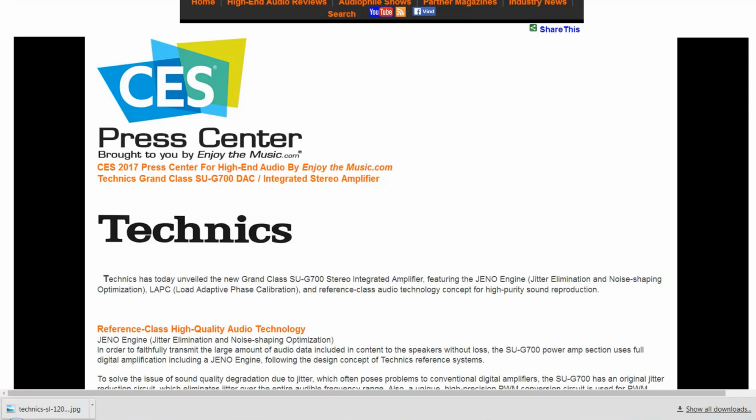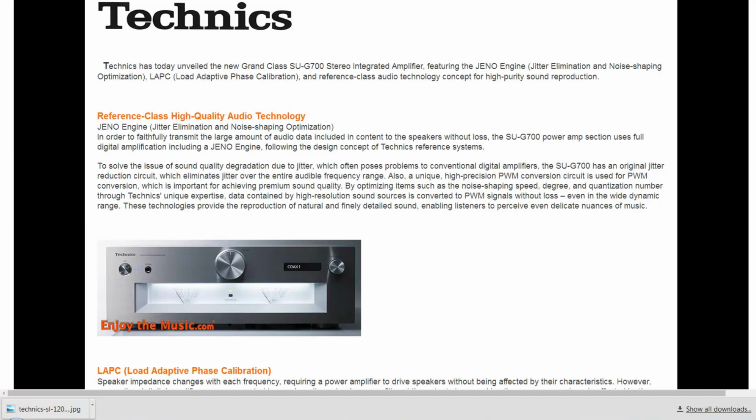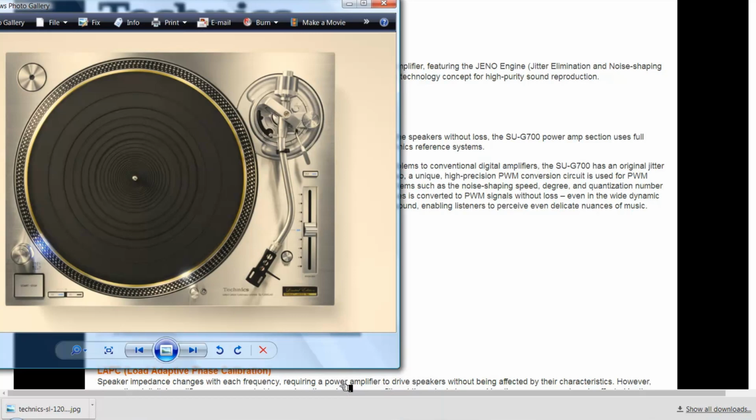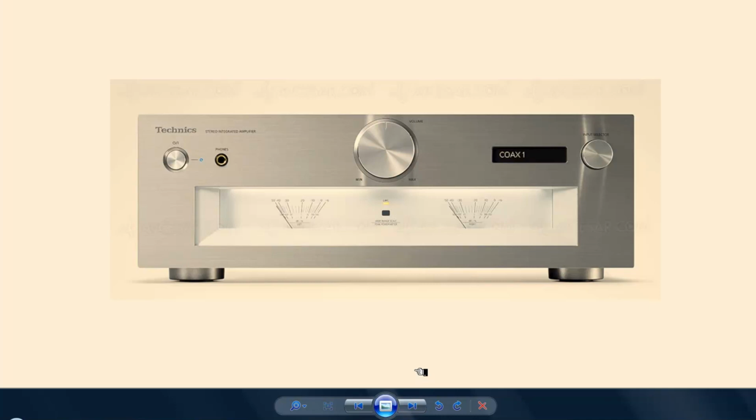And this thing is a beauty. This Grand Class SU-G700 stereo integrated amplifier. And really, this thing is a beauty. I will show you pictures from it. Let me see where I have pictures. Well, these are pictures from the Technics. Here we have a picture from this new amplifier, and the thing is a beauty.